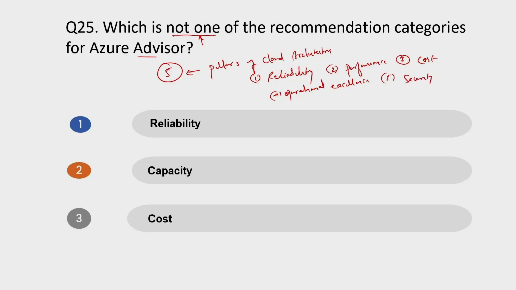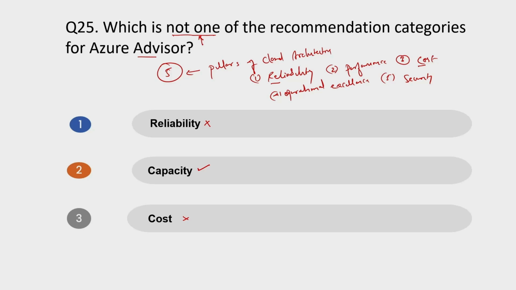So now, in the 5 pillars of cloud architecture, we need to identify which is not one of the pillars. Reliability is there, cost is also there. So that means recommendations are provided by Azure Advisor for reliability and cost as well. So these will be wrong answers and capacity will be the right answer because we need to select the one that is not a recommendation category provided by Azure Advisor. So the correct answer is capacity.